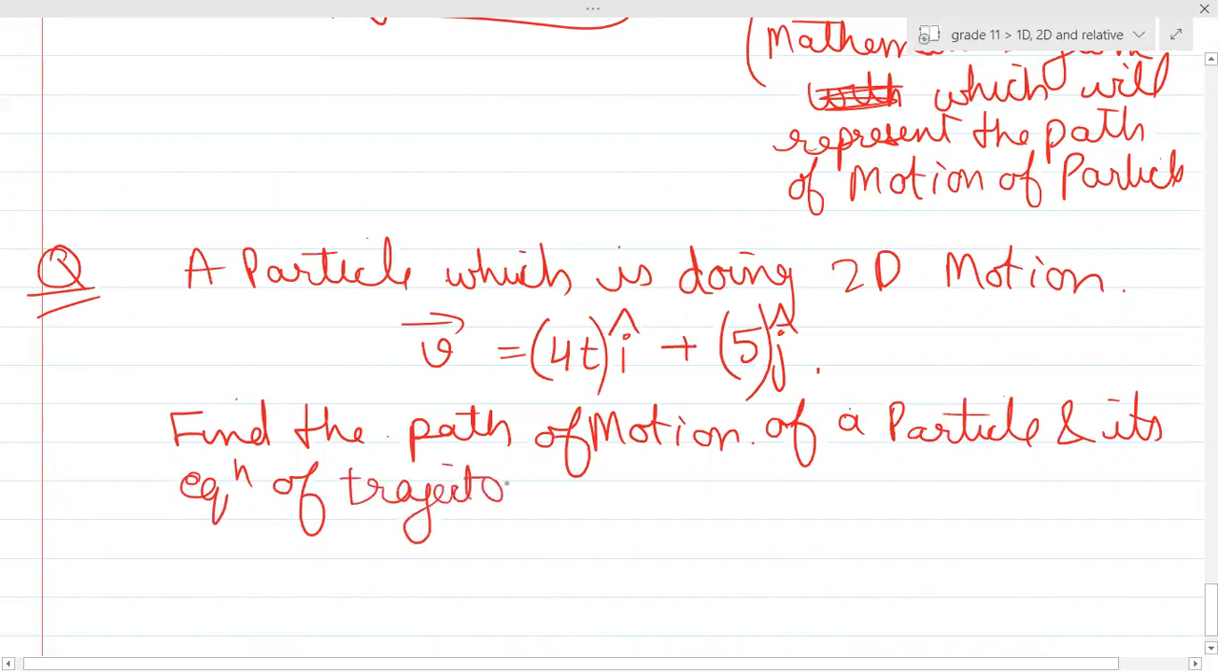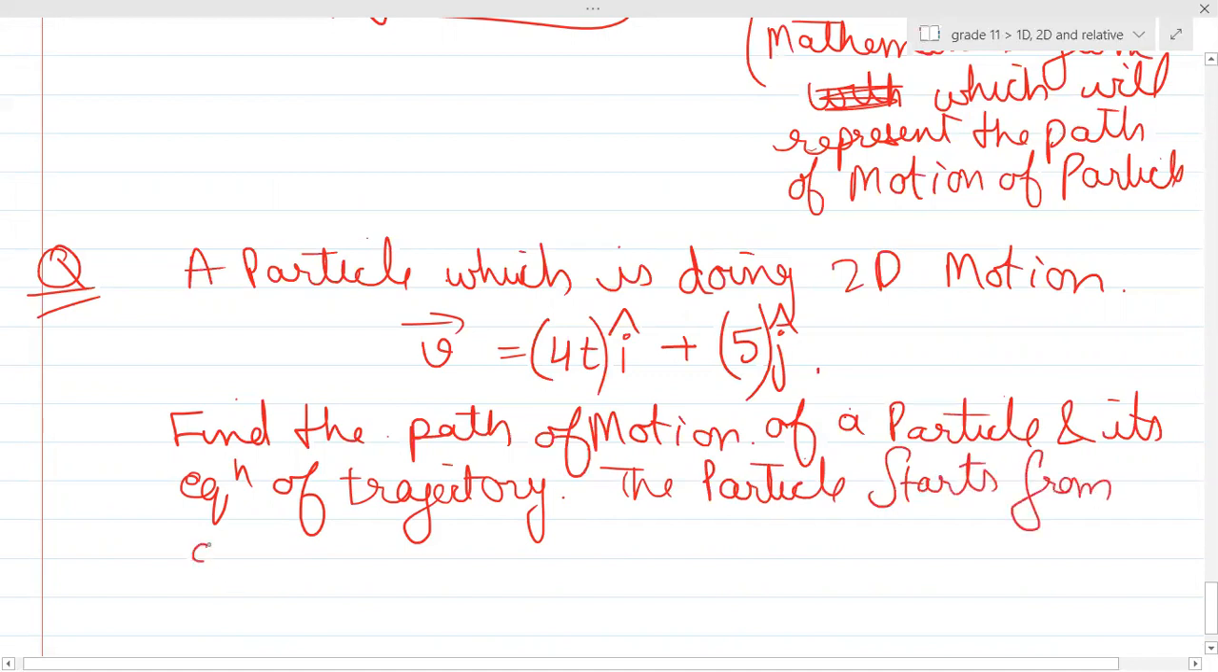One more information is given. The particle starts from origin. Is this clear? Yes. How will you do it?